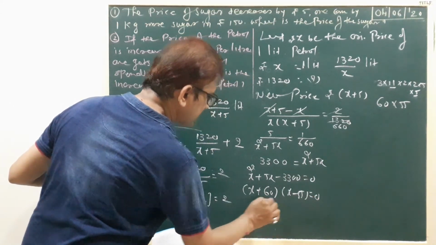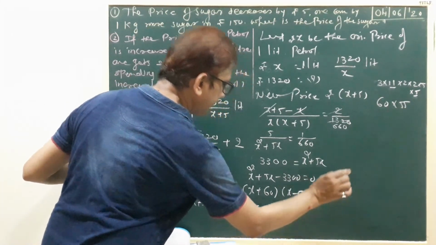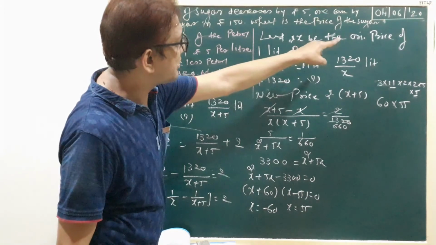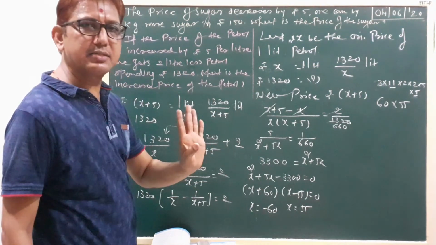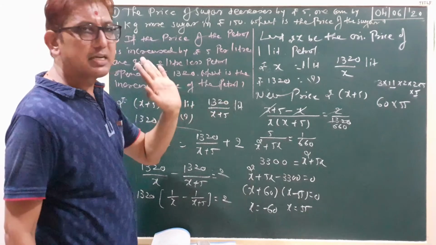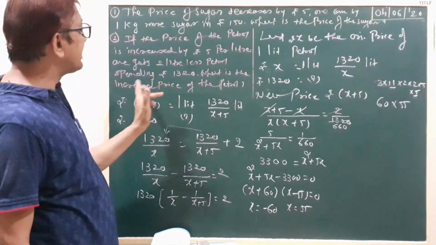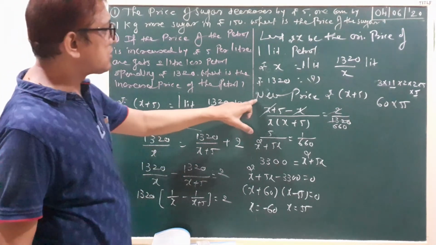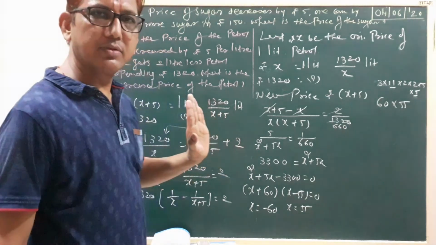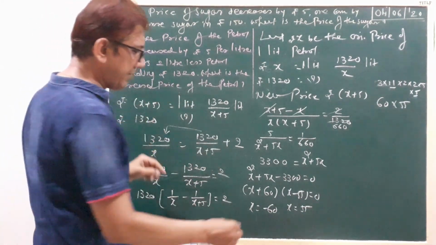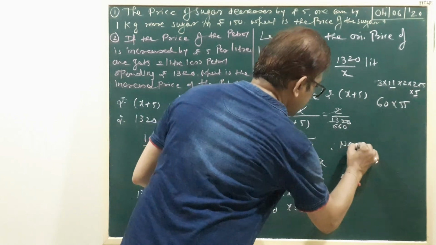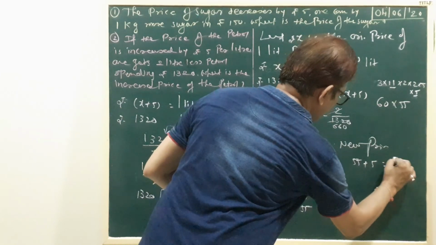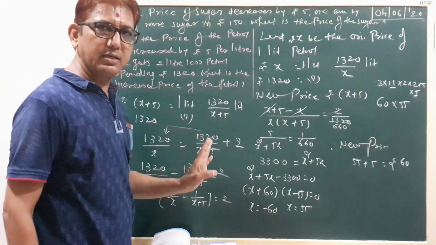So x equal to minus 60 is not possible. x equal to 55. Alright, our question says let rupees x be the original price of 1 liter petrol. So 55 rupees is the original price of 1 liter petrol. But our final question is: what is the increased price of the petrol? That means the new price, x plus 5 rupees. Right? Read this final sentence. So therefore new price equal to 55 plus 5 equal to rupees 60. Is that clear? Okay.